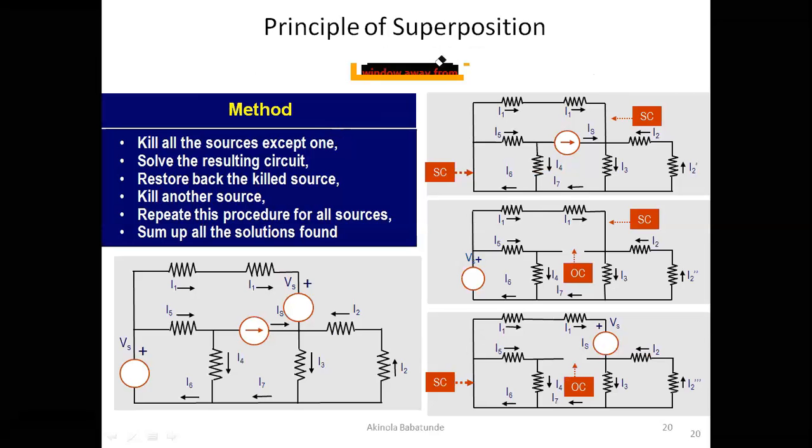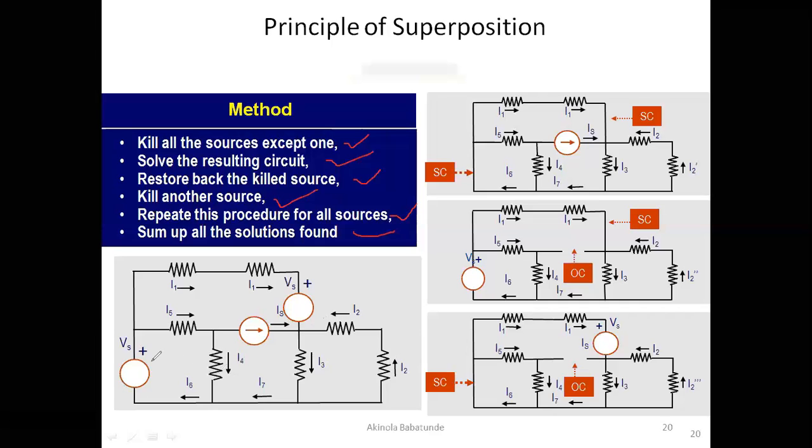Now we have something we can briefly use as illustration. The process is straightforward and simple. In this case, we have three sources in the circuit. In this illustration, kill all the sources except one. That's the first thing you do. Then solve the resulting circuit. That's the second thing you do. Restore the source you killed. That's the third thing you do. Kill another source in the circuit. Then repeat the procedure for all sources remaining in the circuit. Sum up all the responses you found after killing each of the sources in the circuit. That will be the total response of that circuit.